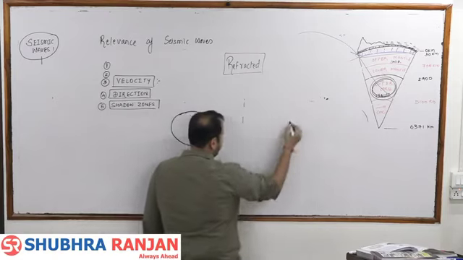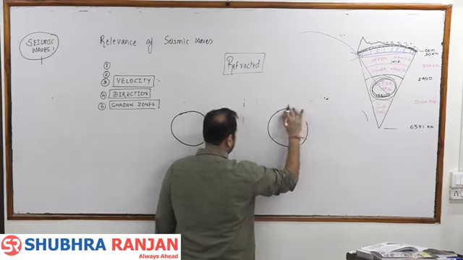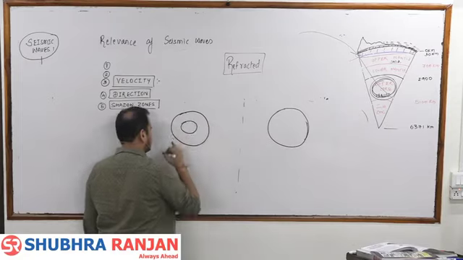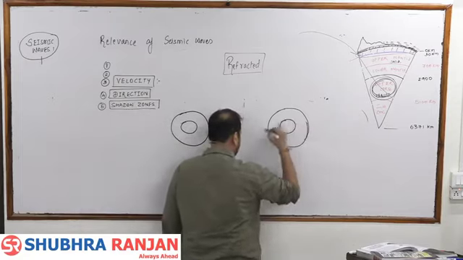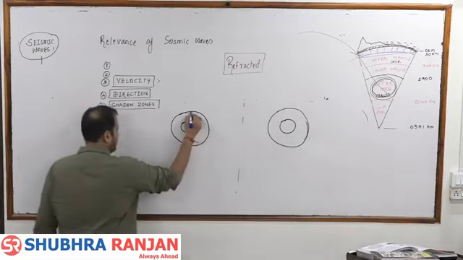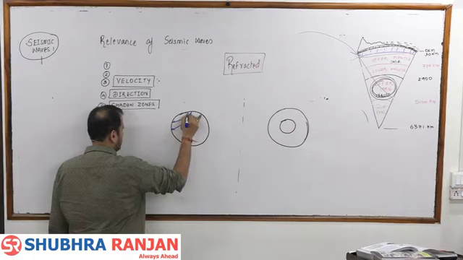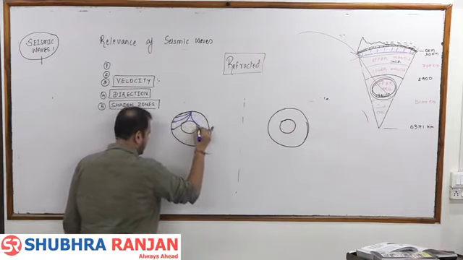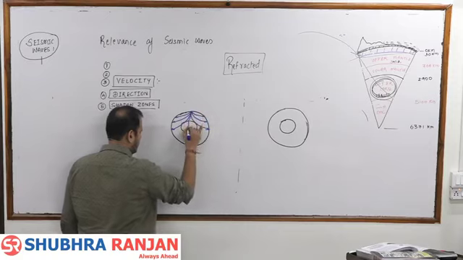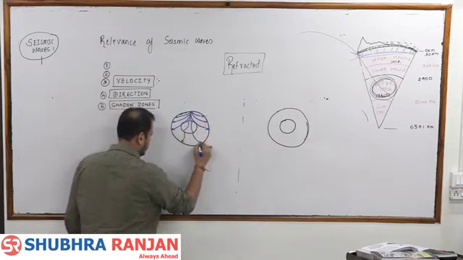As the S wave is not recorded beyond 105 degrees from the focus, it proves that S waves cannot pass through the outer core due to its liquid nature.